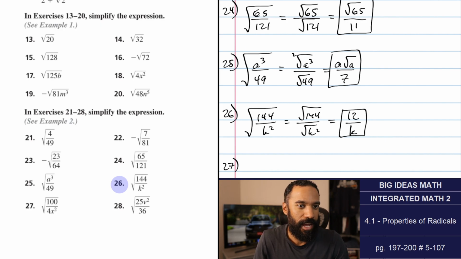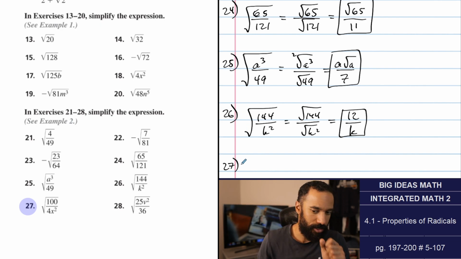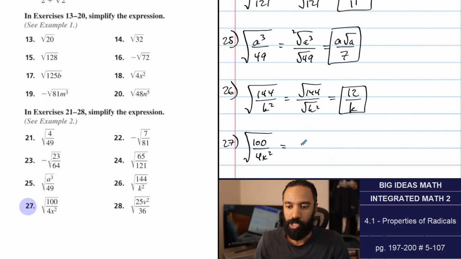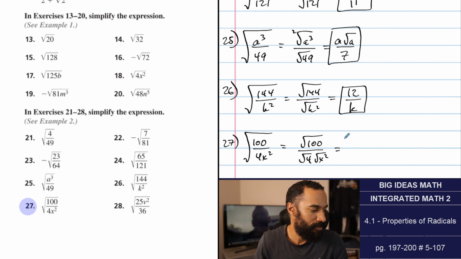I'll leave some of that up there so you can see it in case I'm going way too fast. You have the square root of 100, excuse me, over 4x squared. So listen, this has a couple things here. It has square root of 100 over square root of 4 times square root of x squared. You can split up products inside of that part as well, right?